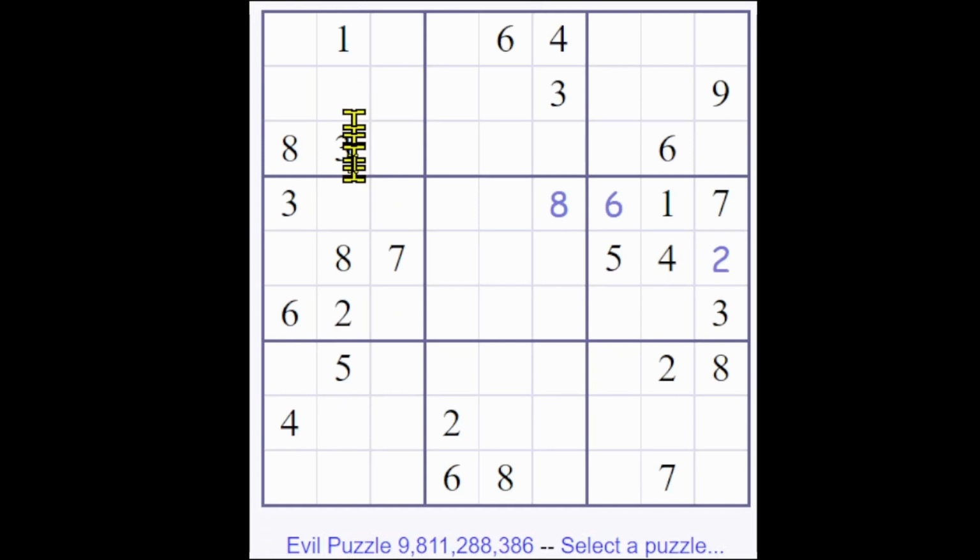The remaining two digits to complete column 2 are a 4 and a 9. So this cell cannot be a 4, obviously, and it cannot be a 6 or a 7. Therefore, it must be a 9, and therefore this cell must be a 4.